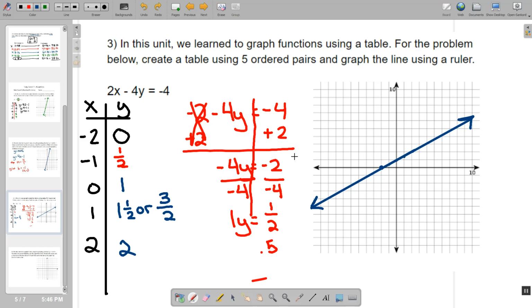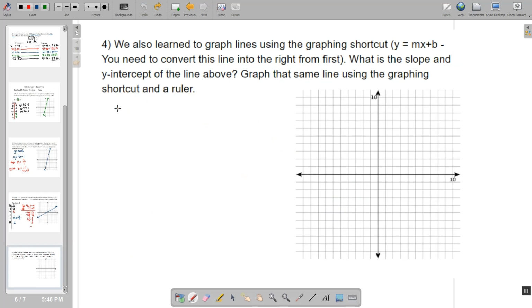Okay, we made our table, we graphed our line. However, on problems like this, we would really like to be able to have a nice graphing shortcut to be able to graph it faster. Well, in order to do the graphing shortcut, we need y is equal to mx plus b, and right now we don't have y is equal to anything. So we're going to draw our line down our equal sign, hopefully a much better line than that. And we have to get the x's away from the y.